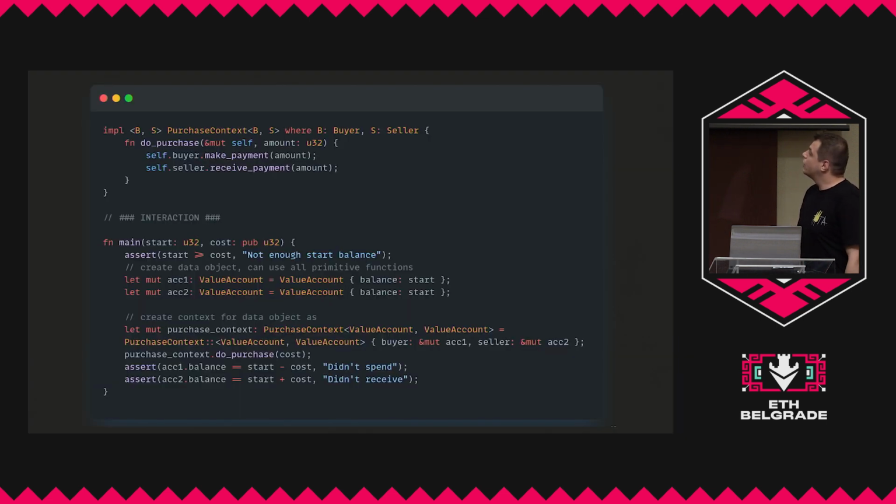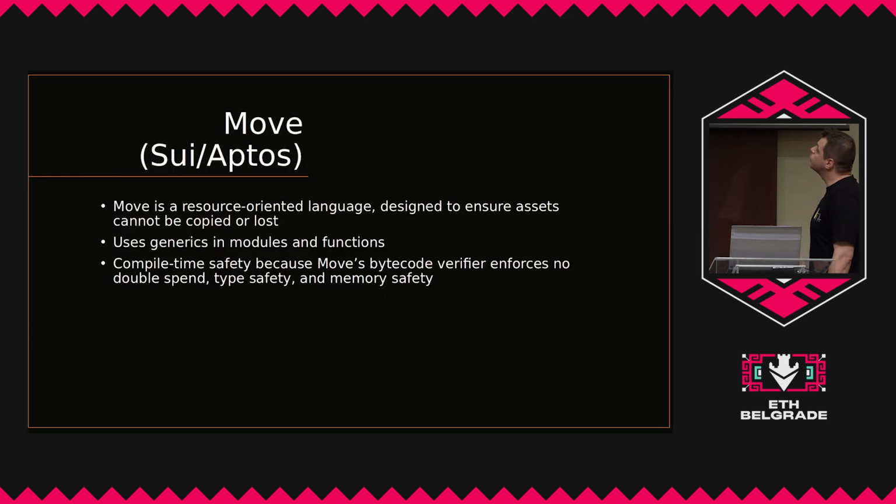This is an example of one function and implementation for the Noir contract. We have assert, we have mutable references, generics, etc.